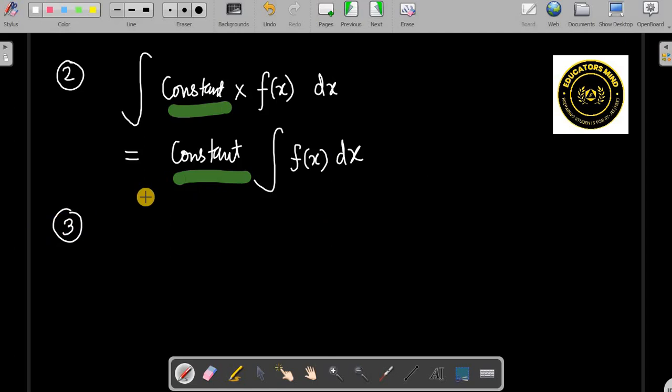Then let's take another property. Another property is when there is multiplication of two functions, which you can say as the product rule. Let's say there is a function u into v, dx. u and v both are functions of x. u you can write as first function, and v you can write as second function. Now how to decide which one will be first and second? That is based on the ILATE rule.